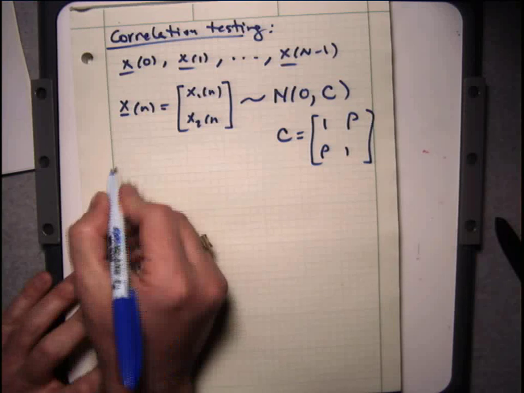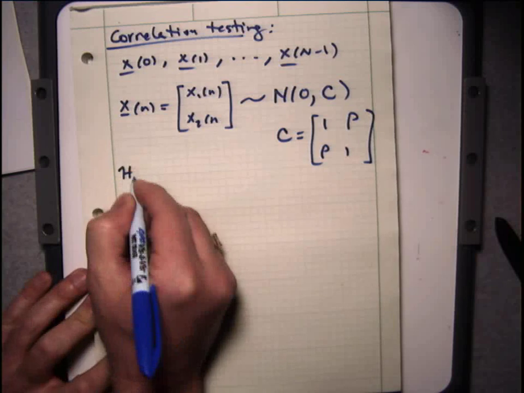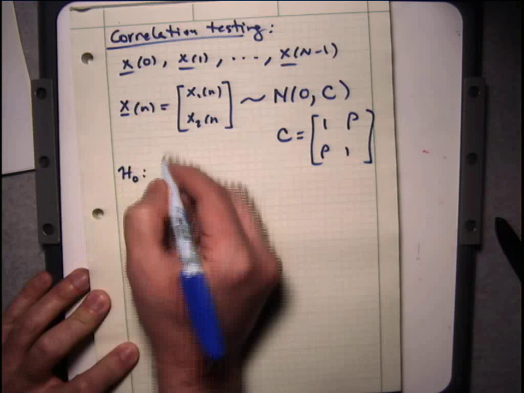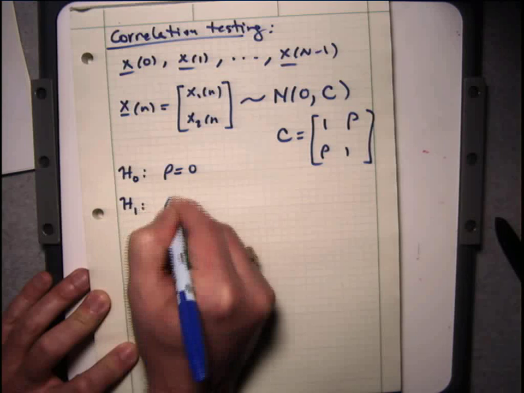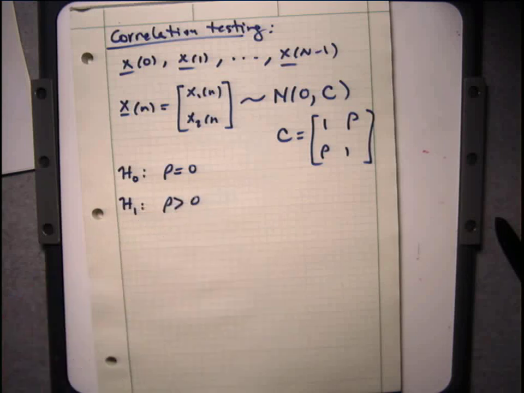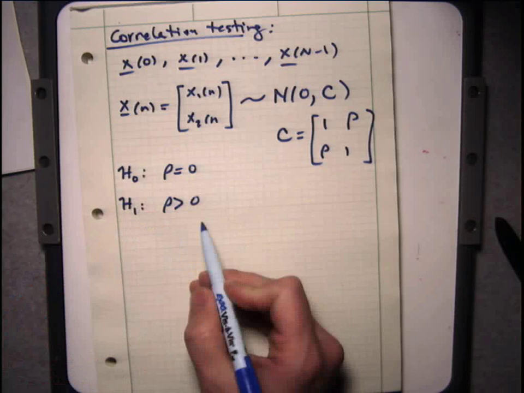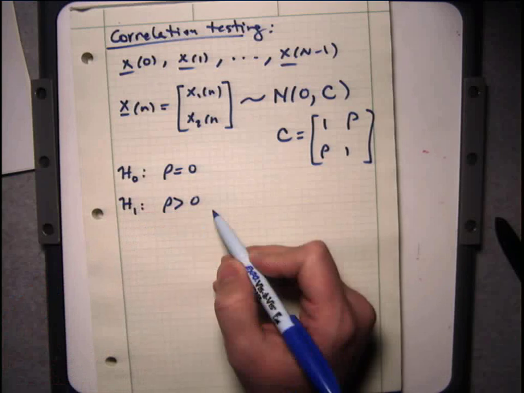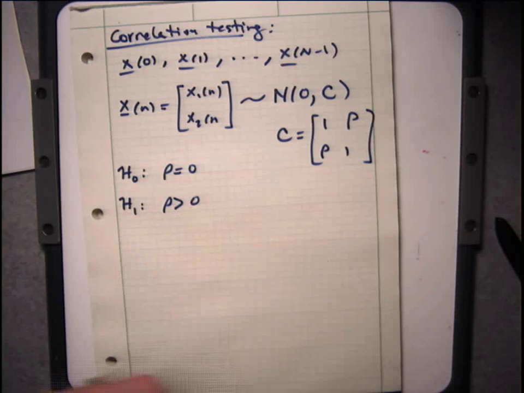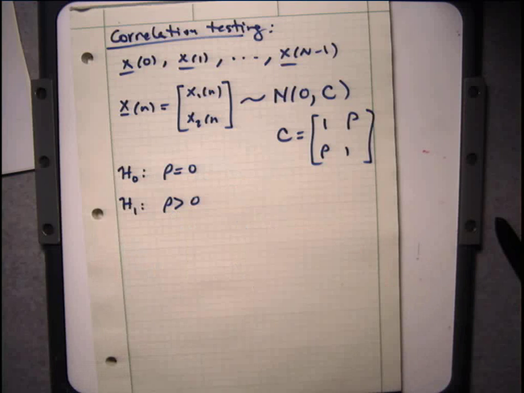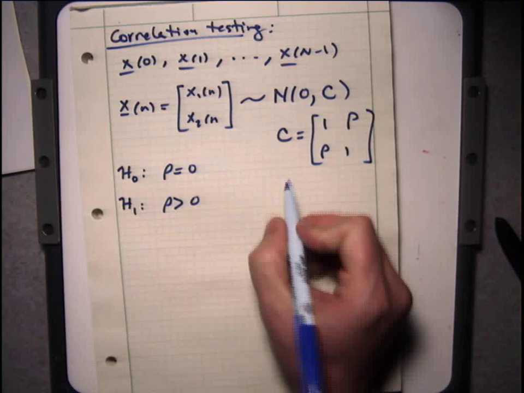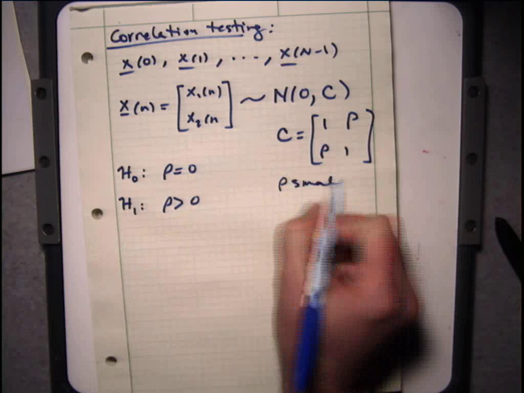So here's what we're going to do. We have the following problem. Under H0, we're going to assume that rho is equal to 0. And under H1, we want to test whether correlation is positive. Okay. Now again, we can't do anything but a one-sided test. So we can test whether rho is positive, or we can test whether rho is negative. But we can't test whether rho is equal to 0 or rho is not equal to 0 and expect optimal performance. Okay. So here we're also going to assume that rho is small.